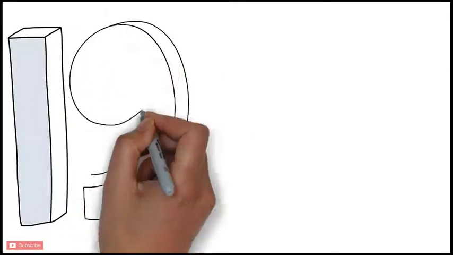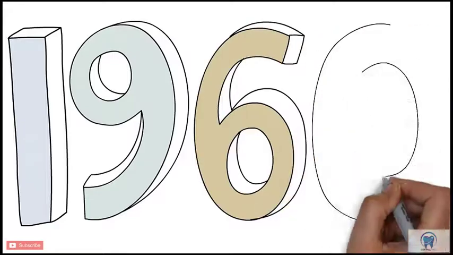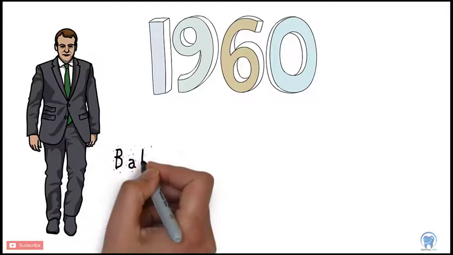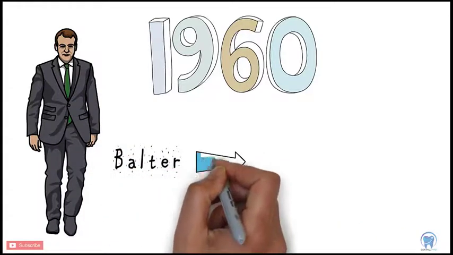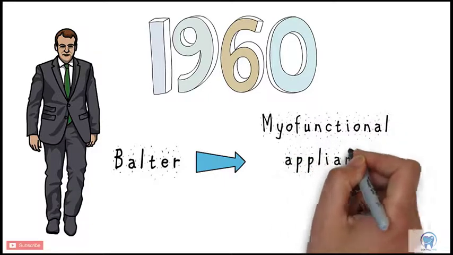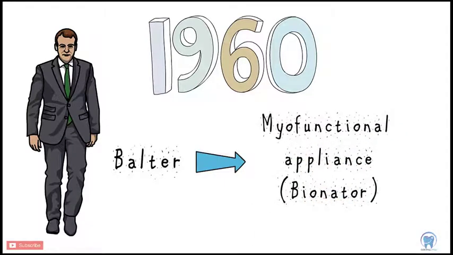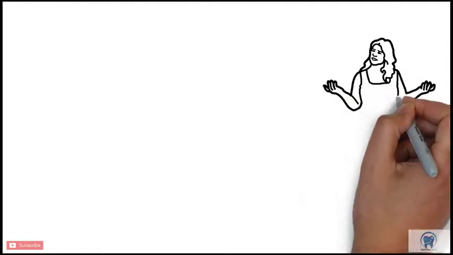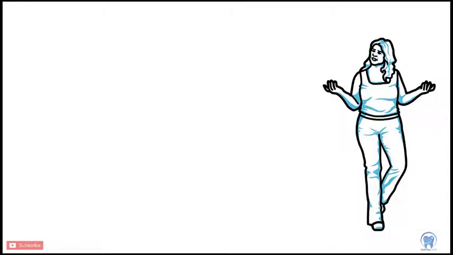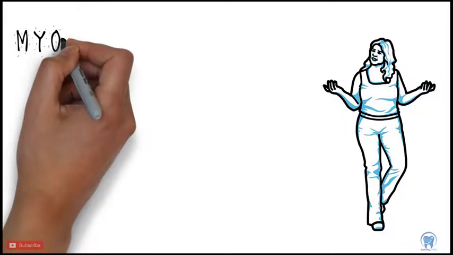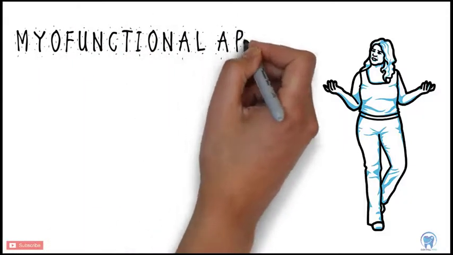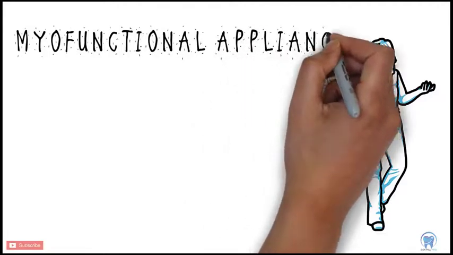An appliance which changed the posture of the mandible by acting mainly on the tongue was discovered in 1960 by Wilhelm Balters. It was a type of myofunctional appliance which was named the Bionator. Which type of myofunctional appliance does the Bionator belong to may be the question in your mind right now. Since we have already discussed myofunctional appliances and their classification in the previous video, it will become easy for us to understand to which category a Bionator belongs.